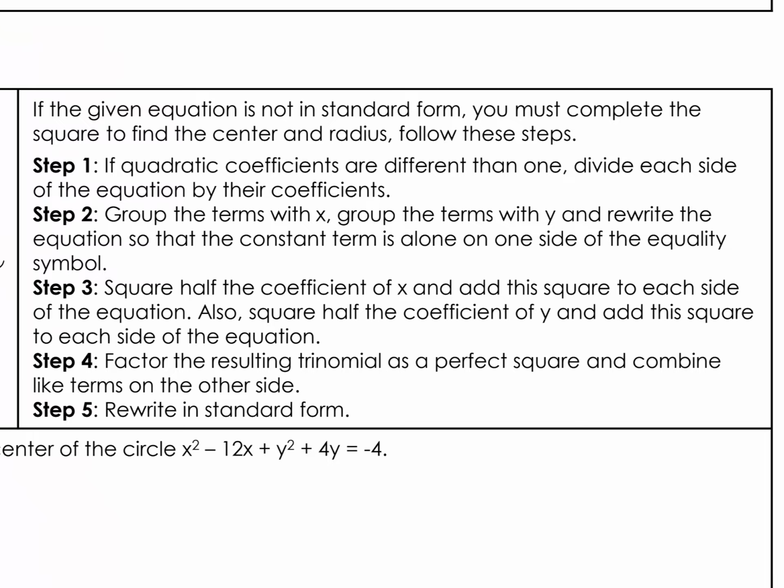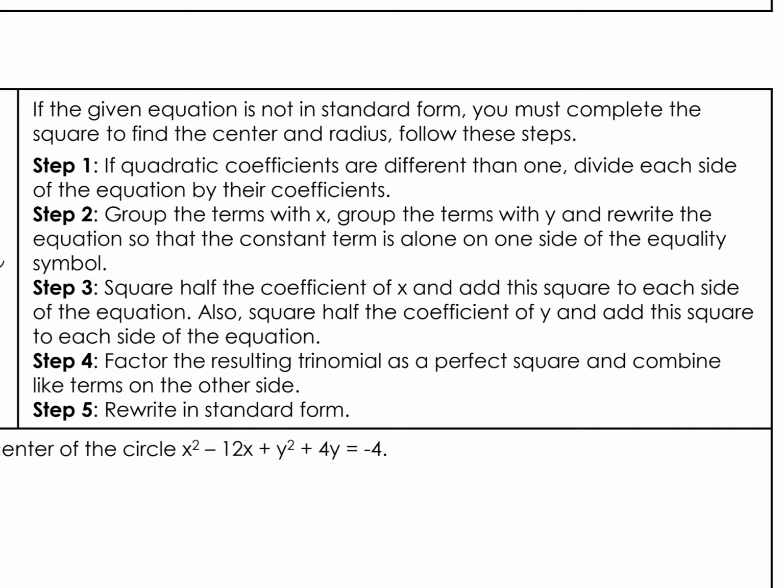So we have, if the given equation is not in standard form, remember that's your x minus h squared plus y minus k squared is equal to your r squared, then you must complete the square to find the center and the radius following these steps. Step 1 is if the quadratic coefficients are different than 1, you need to start by dividing each side of the equation by that coefficient. To clarify, they should be the same.